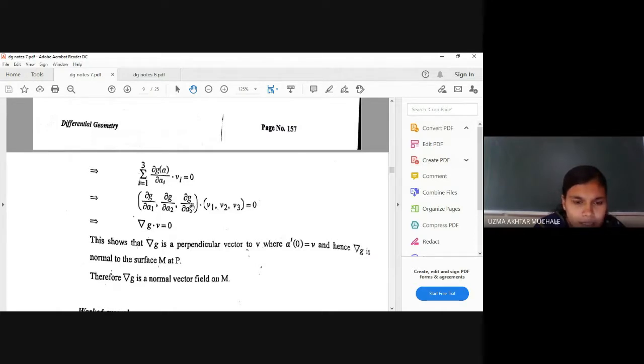This is a vector, and this should be a normal, correct? Because a property of a normal vector is that it is always perpendicular to the tangent. As it is perpendicular, the dot product should be equal to 0. Hence, with the help of this, you can prove that del G is perpendicular to the vector V, and hence it is normal to the surface. What is vector V? V is nothing but alpha dash of 0, the velocity vector of the curve alpha.